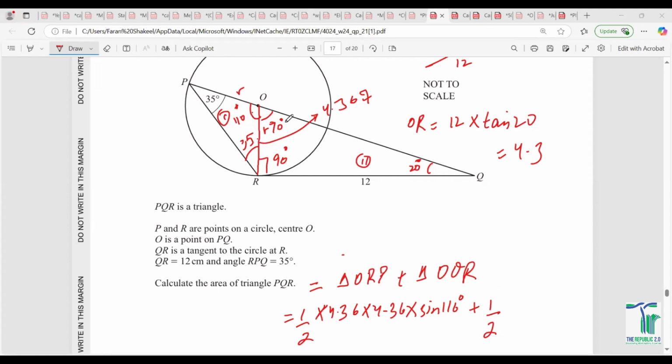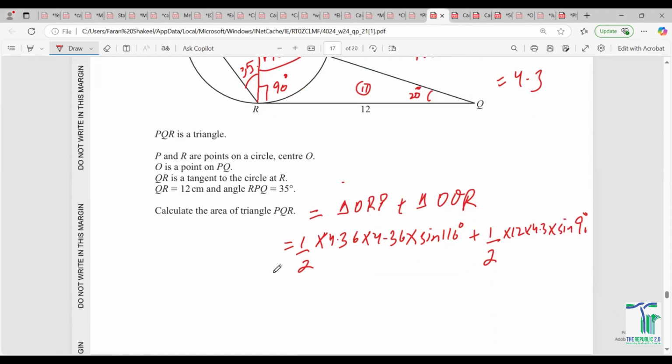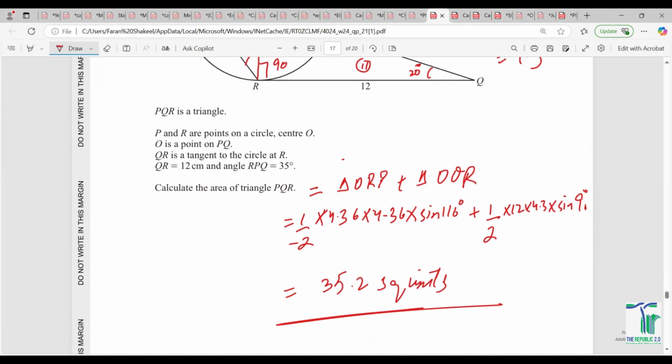Now in OQR, you've got two sides. You've got this 12 and you've got this 4.3. So you can just simply use 12 times 4.3 and the angle between them is sine 90. And when you solve all of it, the total area comes out to be 35.2 square units, right? So that is how we're going to dissect this triangle.